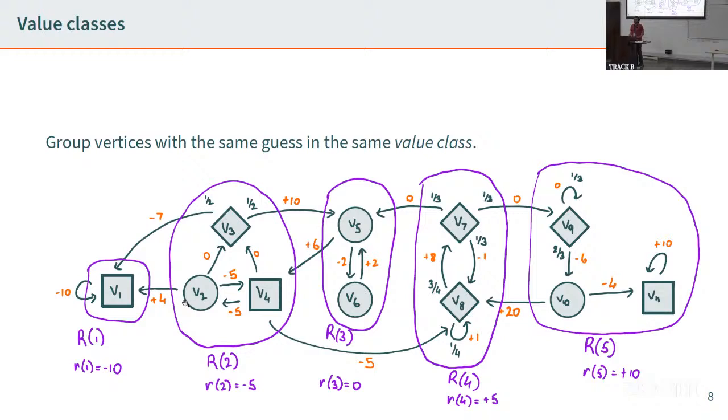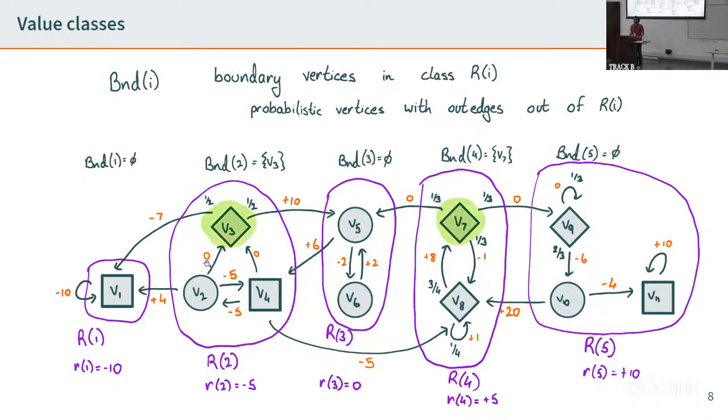Okay, and there's something called a boundary vertex. These are the vertices that allow you to exit the value class. In particular, a boundary vertex in a class is a probabilistic vertex which has some out edges out of the value class. I have highlighted them in green here.